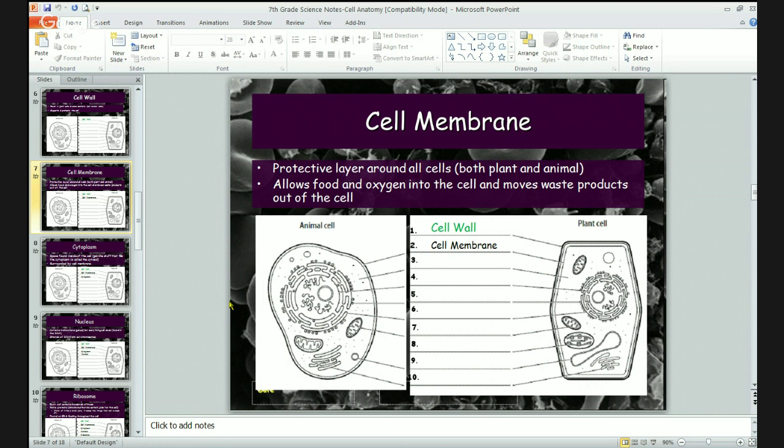Its main job, though, is to determine what can come in and out of your cell. It's going to allow food to go into your cell. It's going to allow oxygen to go into your cell. It's not going to let certain things come into cells, like bacteria. It might excrete some waste products like carbon dioxide. If it's in the muscles, it might give off carbon dioxide.